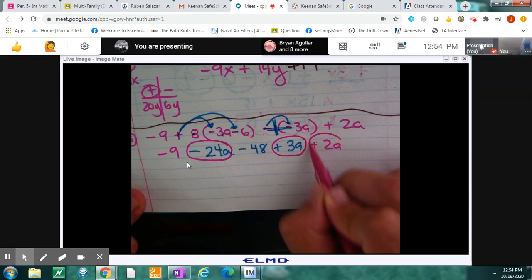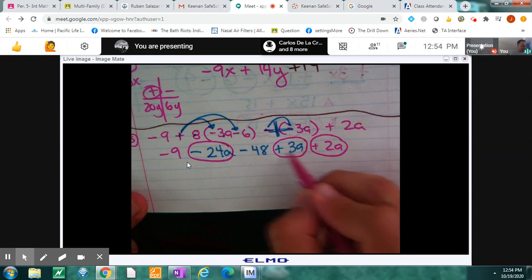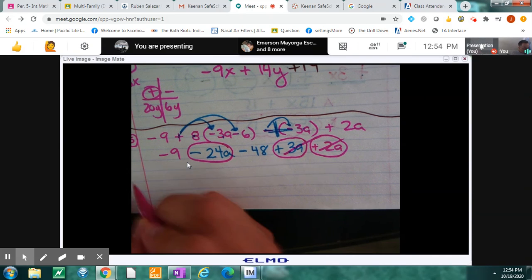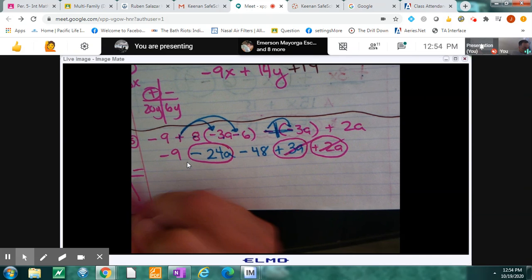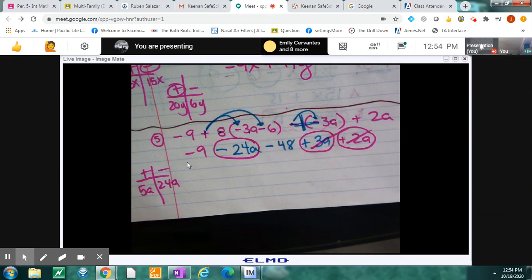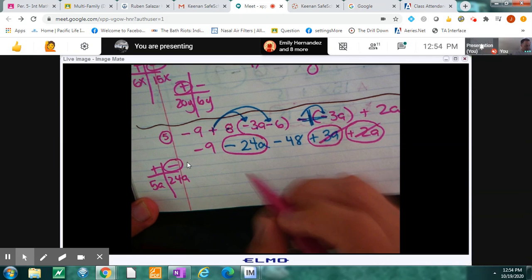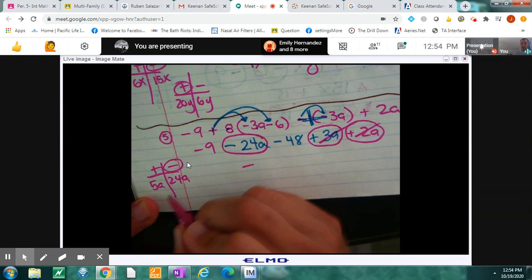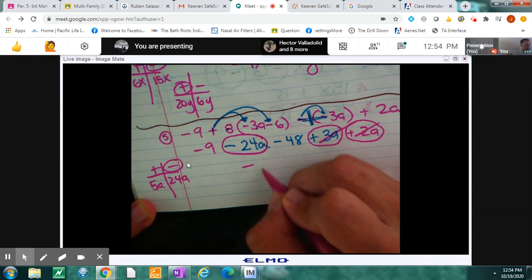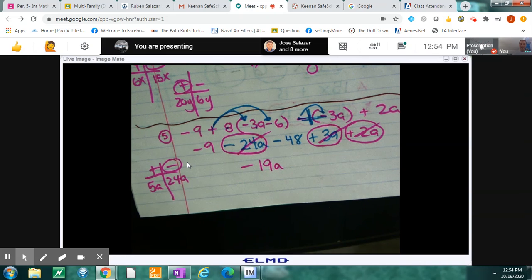Ah, there you go. So look, right here I could do 3 plus 2 is 5. I could take care of that. That's 5A. And then I'm going to go ahead and do the T-chart with 5A and the negative 24A. So what's my answer, you guys? Negative what? Negative, well, I have to subtract, right? So negative 19A.